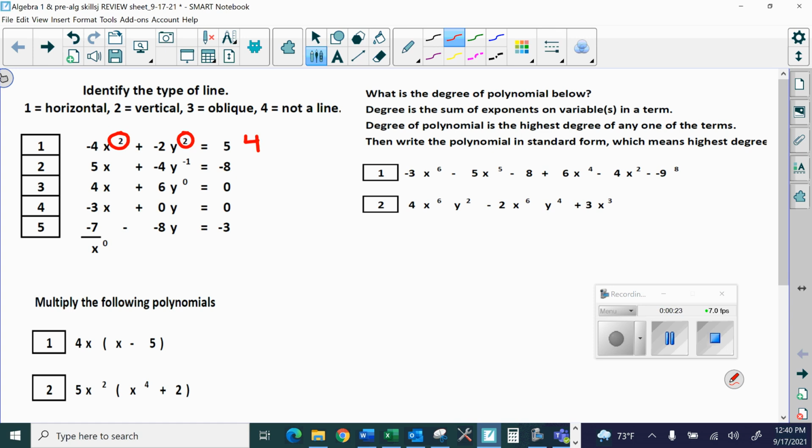Number 4. Number 2, this y to the negative 1 makes the y go down into the denominator. You cannot have a y in the denominator. So that also is not a line.